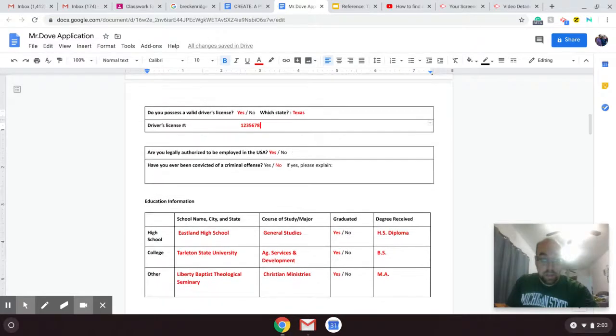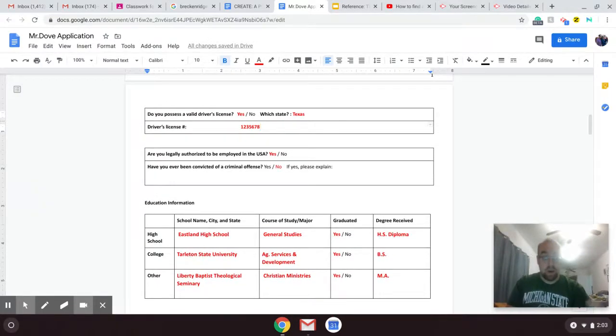Here it says, are you legally authorized to work in the United States? That just means, can you provide documentation showing that you're allowed to work in the United States? So if you can, you put yes. If you cannot, you would put no.